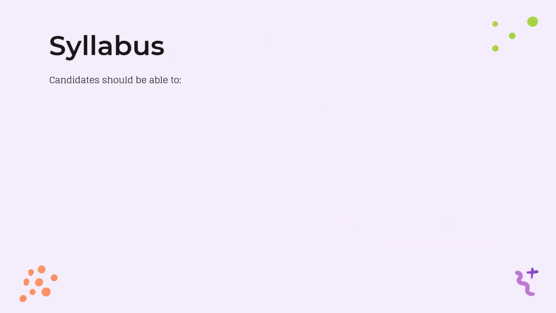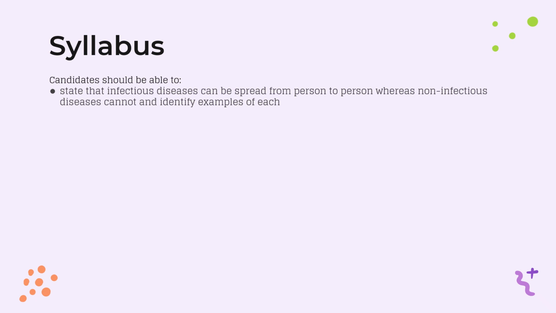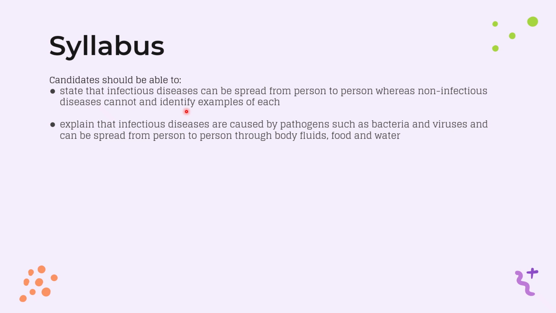Let's go through the objectives from the syllabus in the O levels. Candidates must state that infectious disease can be spread from one person to another, whereas non-infectious disease cannot be spread from one person to another. You must also learn how to identify examples of each. You must also explain that infectious disease are caused by pathogens, two in particular, bacteria and viruses, and they can be spread from person to person through three ways: bodily fluids, food, and water.